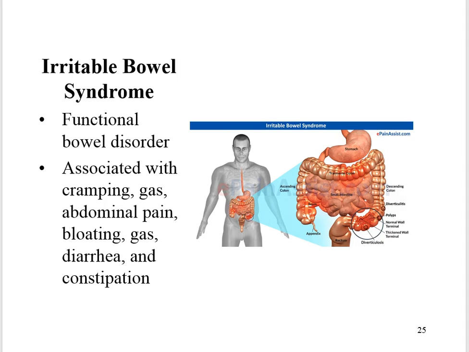Irritable bowel syndrome. It's also called spastic colon. This is a functional bowel disorder. It's associated with cramping, gas, abdominal pain, bloating, diarrhea, and constipation. There seems to be a neurologic component to IBS, and it is aggravated by stress. It is thought to be due to abnormal functioning of the walls of the large intestine. In IBS, the movement of the muscles of the large intestine is thought to be uncoordinated. Instead of contracting and relaxing in waves, they contract irregularly and lead to spasms.